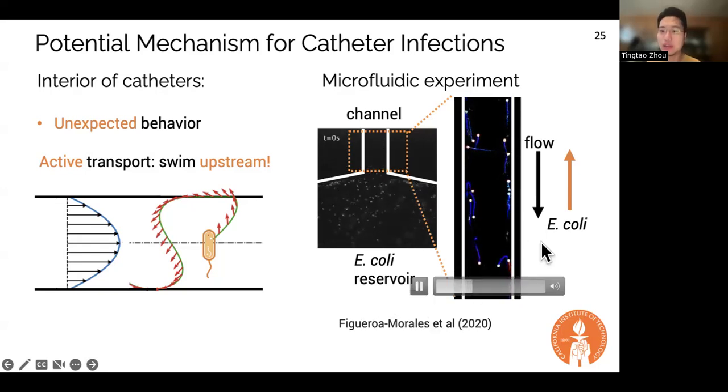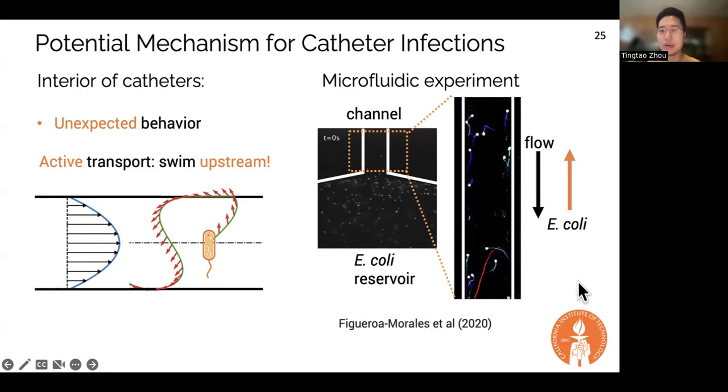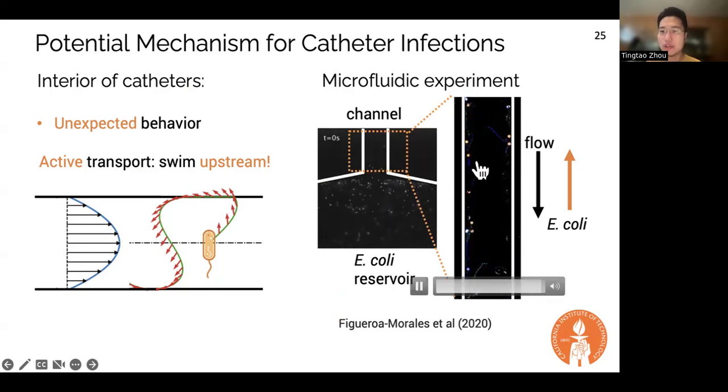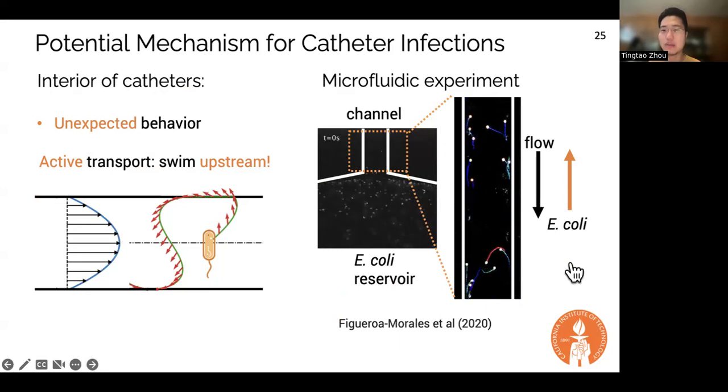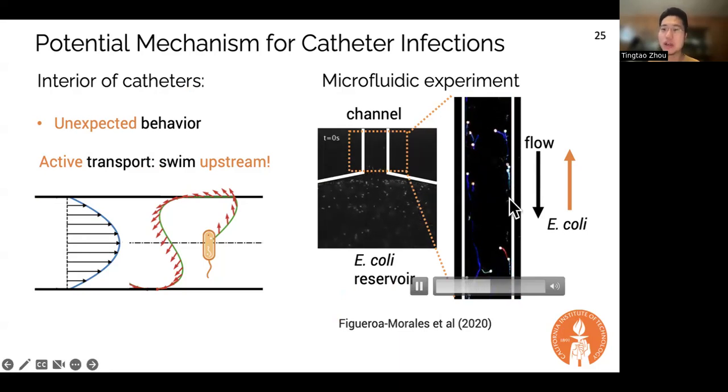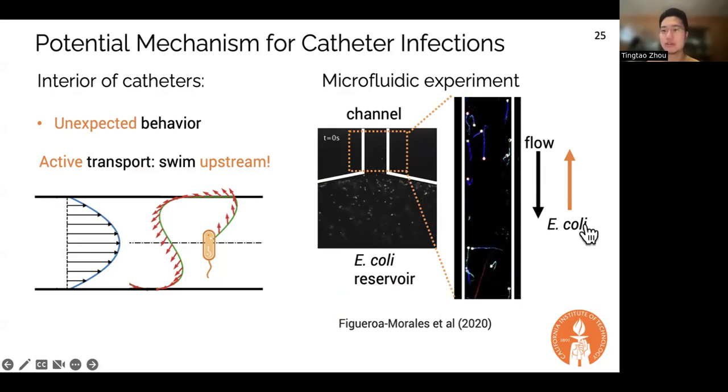But as you can see, this is what they observe under the microscope. So this video on the right is an image tracking of the bacteria they are observing. And as you can see, indeed, the bacteria are actually going along the wall towards the upstream direction. And sometimes they get washed down in the middle, but then they do that again. So that seems to be a real mechanism.